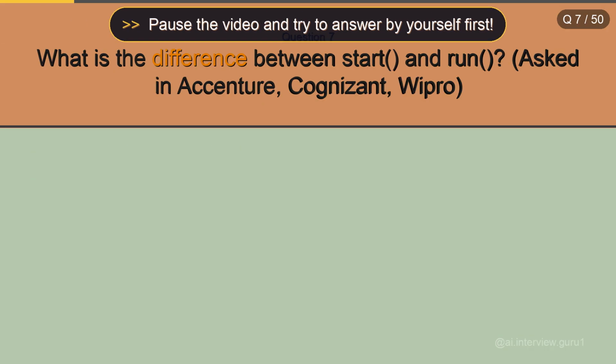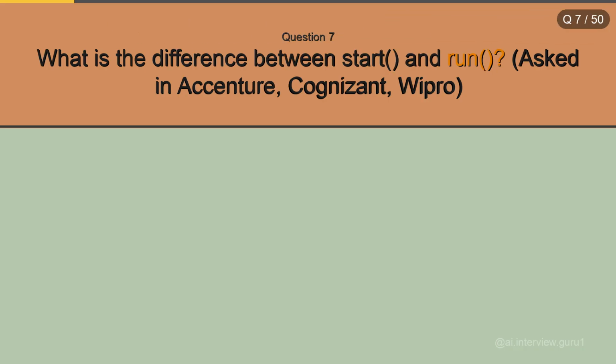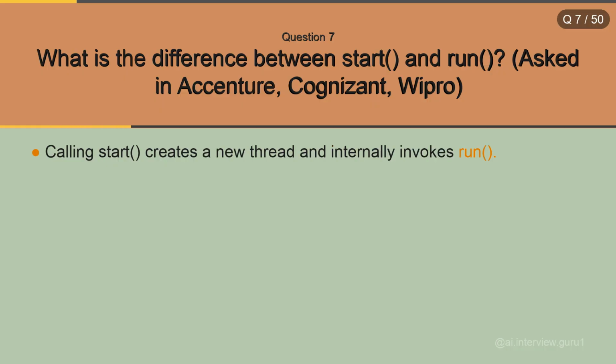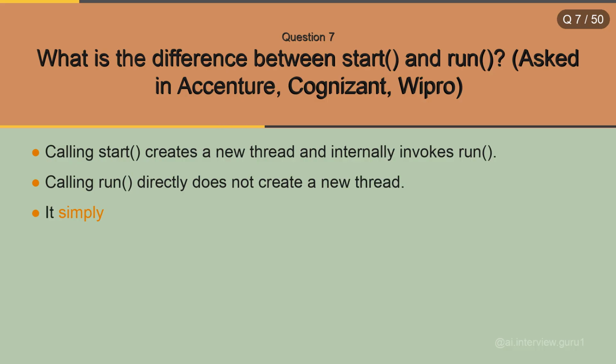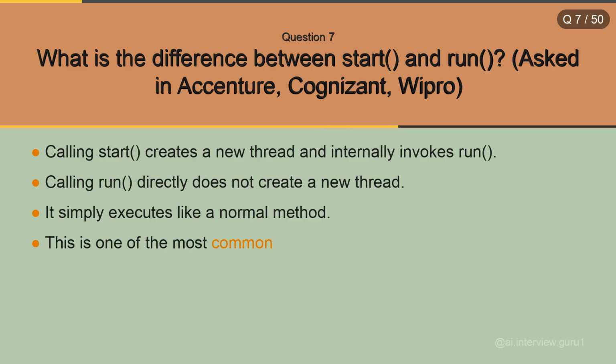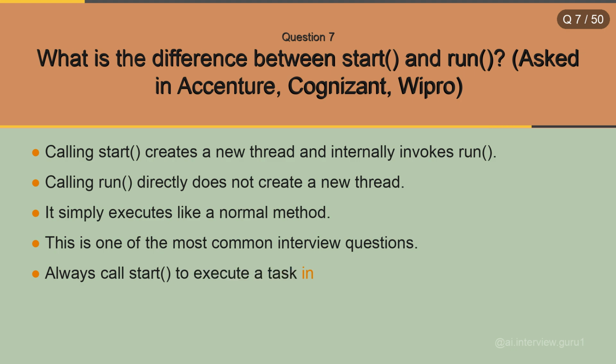What is the difference between start and run? Calling start creates a new thread and internally invokes run. Calling run directly does not create a new thread. It simply executes like a normal method. This is one of the most common interview questions. Always call start to execute a task in a separate thread.